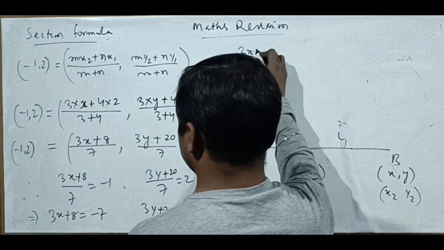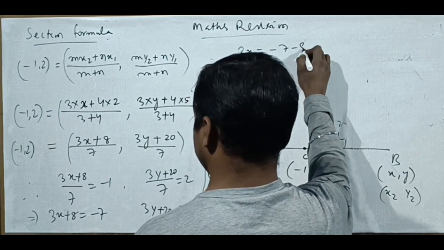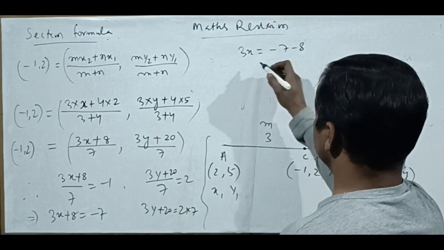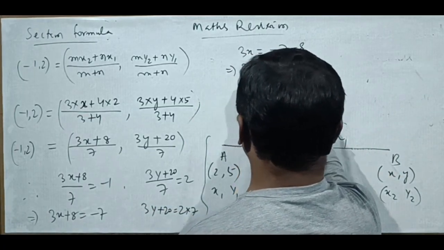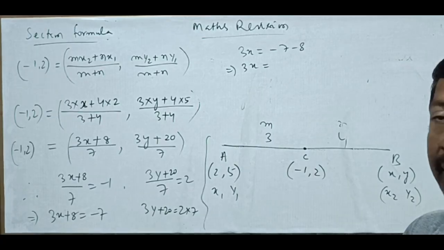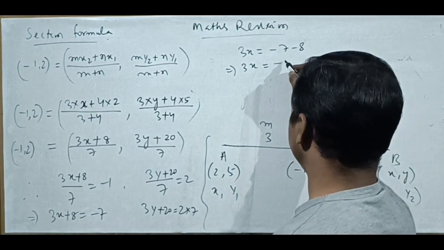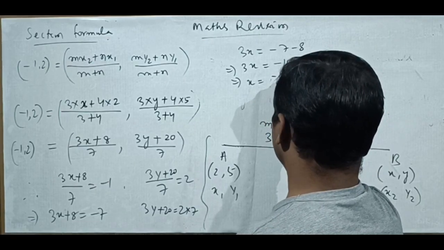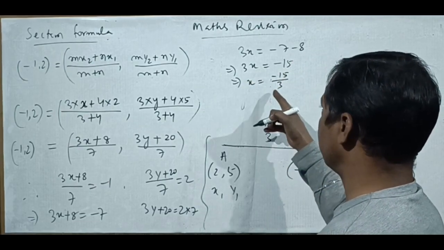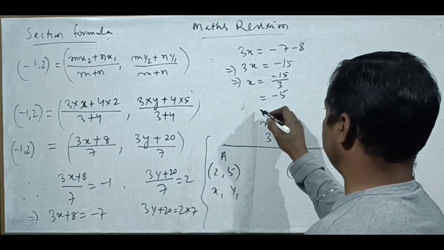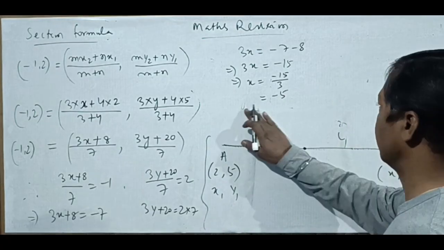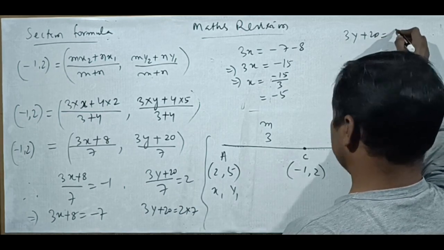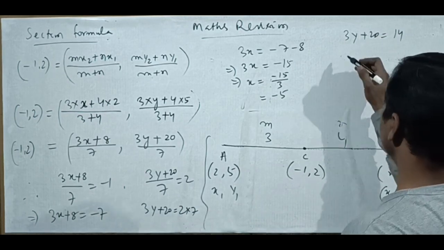3x equal to -7 minus 8. This -8 goes to the other side by changing its sign, plus to minus. So 3x equal to -7 minus 8, how much? Both are minus, so they will be added with a minus sign, -15. So x equal to -15 by 3. 3 is multiplied here, it will be divided there, so -5. This is one answer.